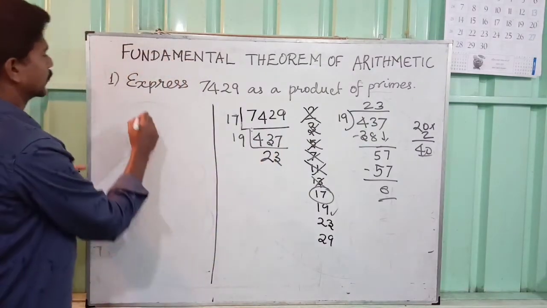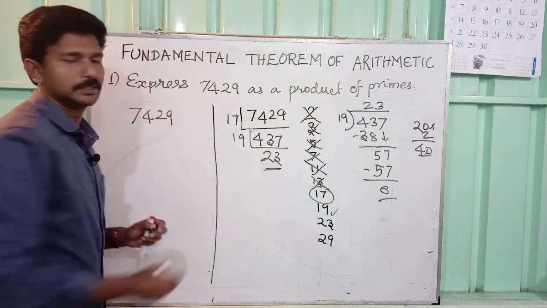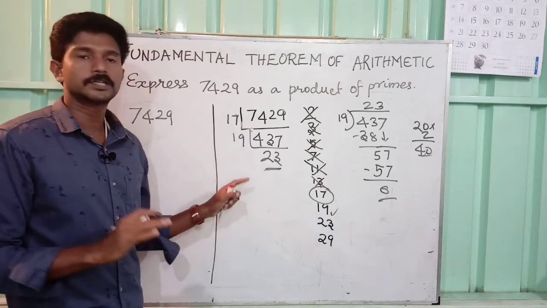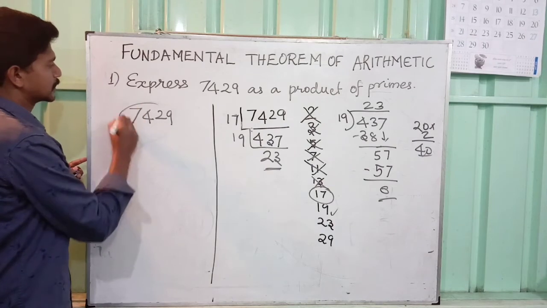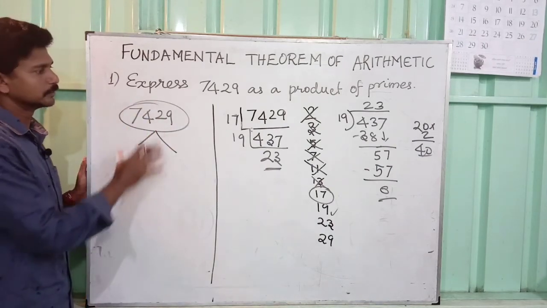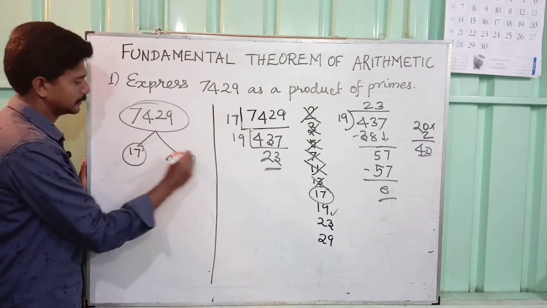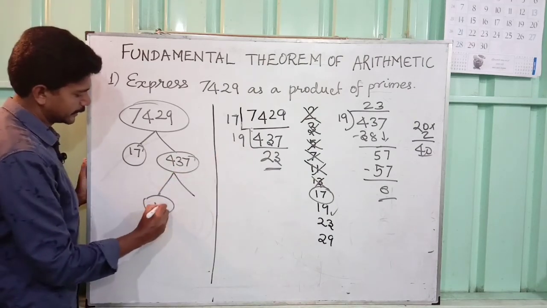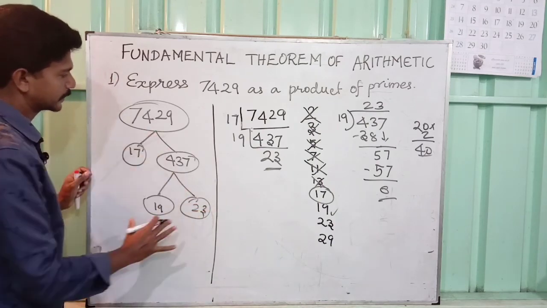Okay. So we can write 7,429, and here we end the answer. Why? Because 23 is a prime number. So our division is over. So we got the factors. So this number we can factorize as 17 times 437. Again, these two we can write as 19 and 23. Factorize. This is the factor tree of this.